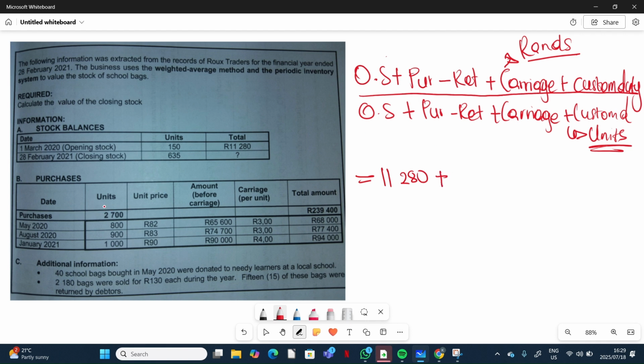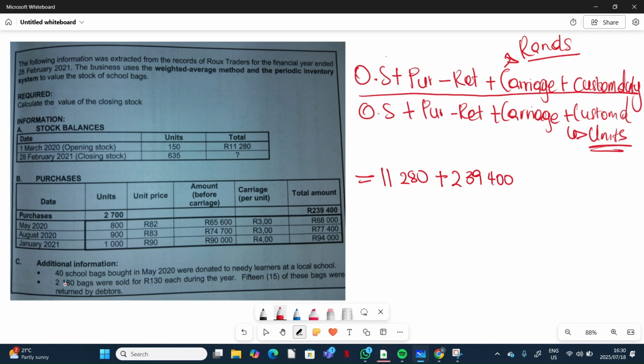With purchases, we have 239,400. Then on top of that, what are we going to do? We're going to subtract our returns. Do we have any returns here? Let me see. Yes, we do.